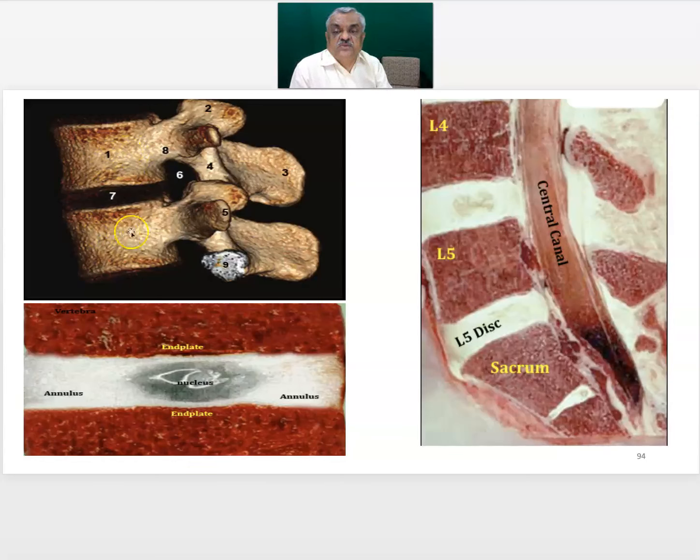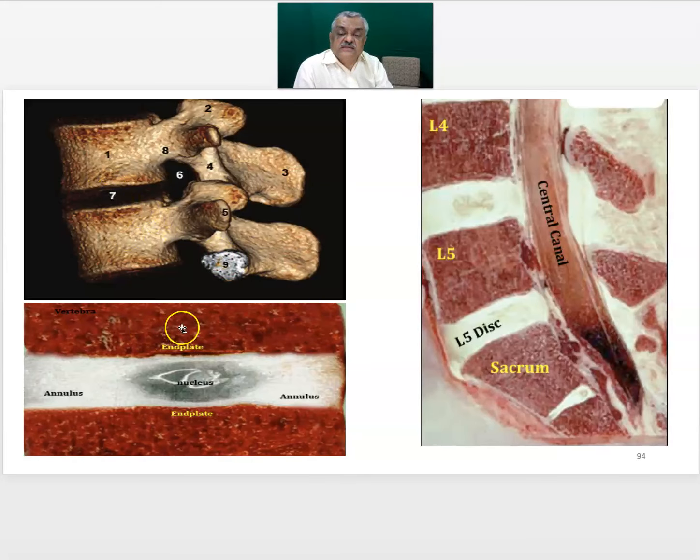This is the vertebral body, this is the foramen, the inferior articular process number 4, number 8 is the pedicle, number 5 is the transverse process, number 3 is the spinous process, number 2 is the superior articular process, and number 9 shows the articular surface over the inferior articular process. Number 7 is the disc space.